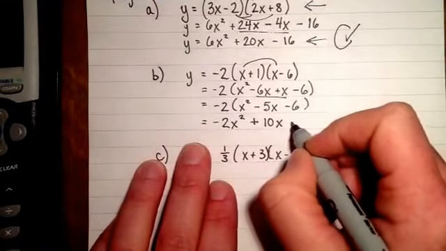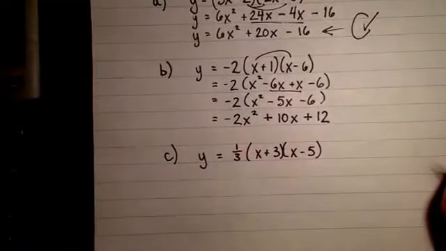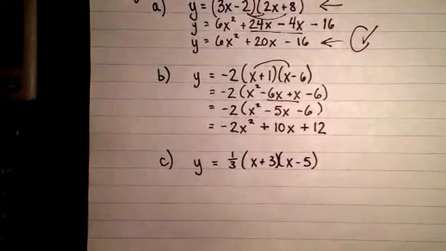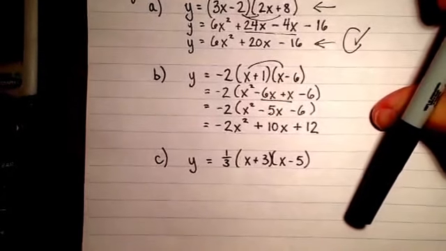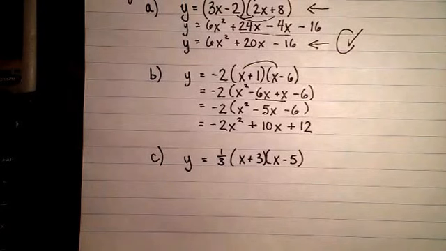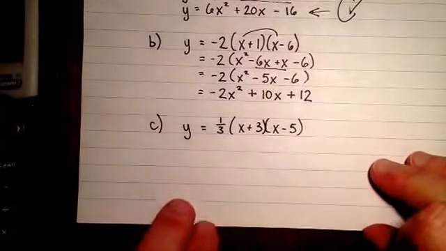Negative 2 times negative 6 is going to be, again, positive 12. As I go through here, just like everybody else, I make little mistakes here and there. So if you think that there's a mistake on the video, then just ask me about it tomorrow in class, because there may well be on any of these ones.